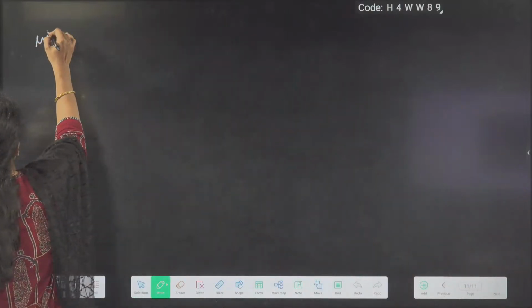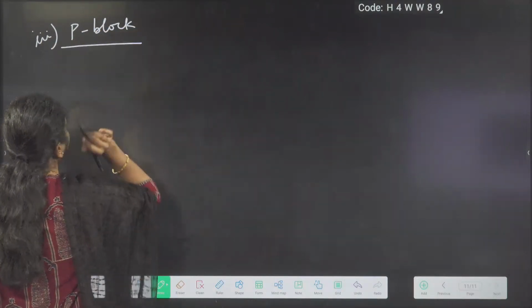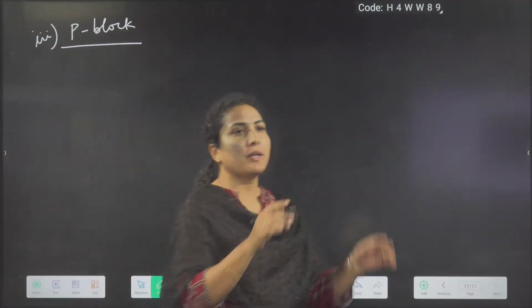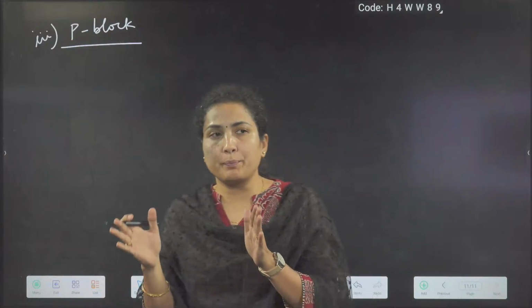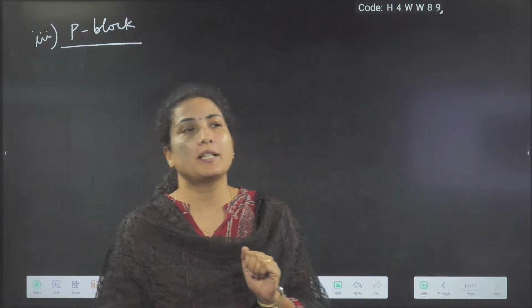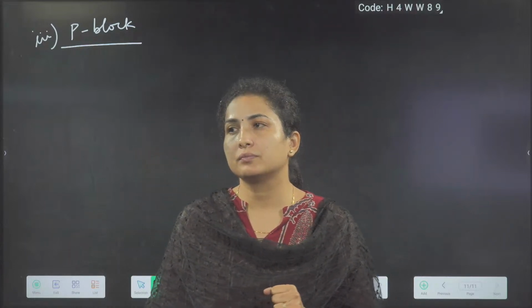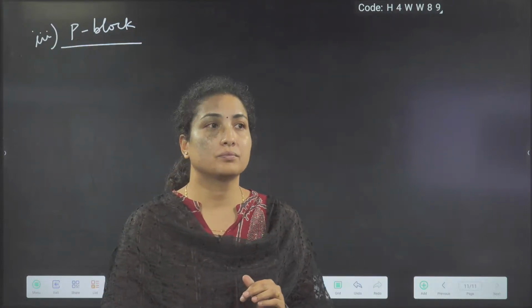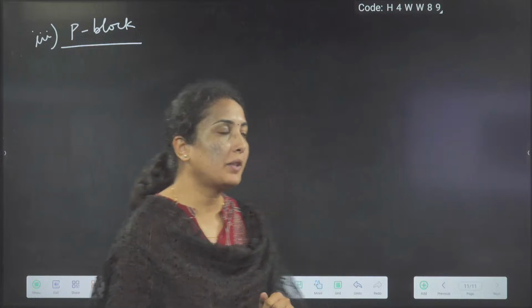Now, let us go for the P block here. When it comes to the P block, group number is from where to where? In the modern periodic table, which groups are in the P block? Kindly answer: 13 to 18, right?